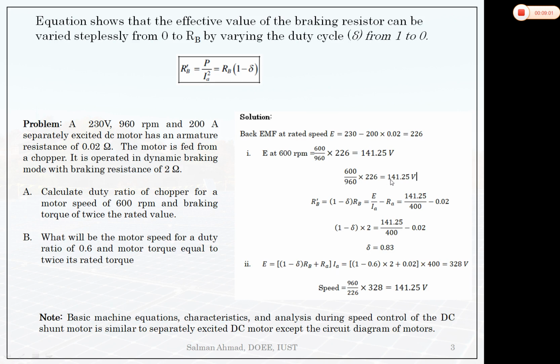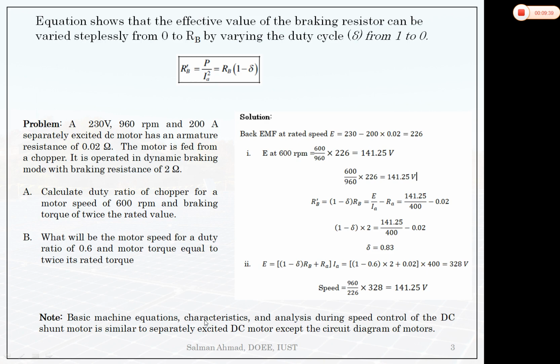So again, using the same expression as we used here, E will be equal to 1 minus delta Rb plus Ra times Ia. Substitute the duty cycle 0.6. We get the back EMF to be 328 volt. Again you can find the speed. At rated speed the back EMF was 226, so at 960 rpm the back EMF was 226. So at 328 volt, what will be the speed? Okay.